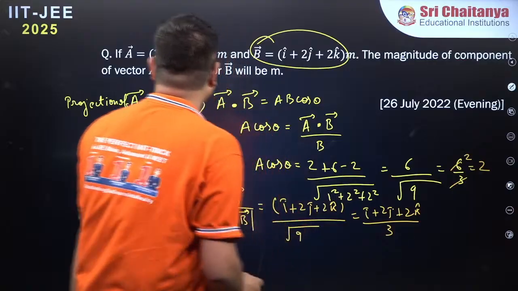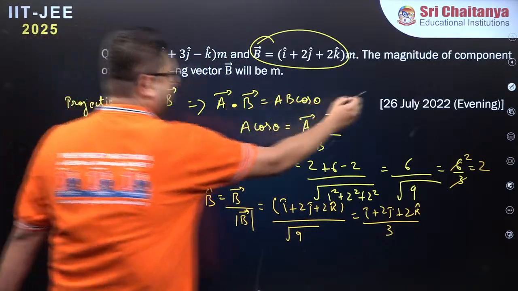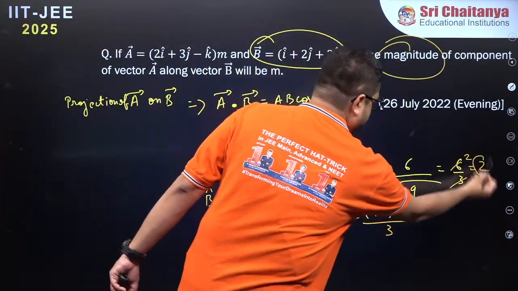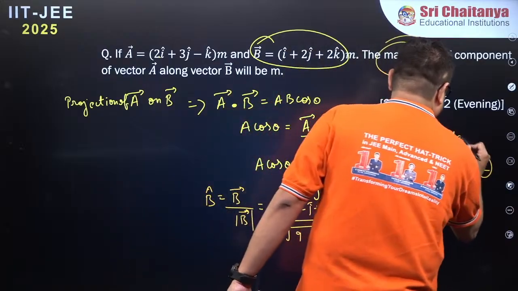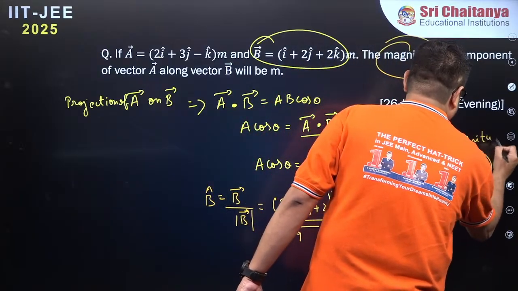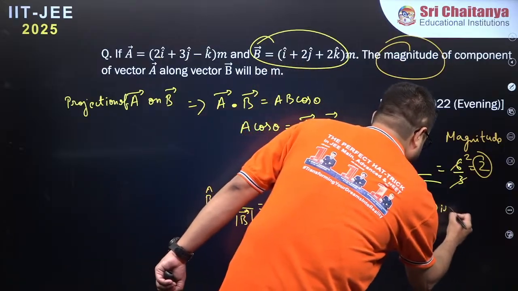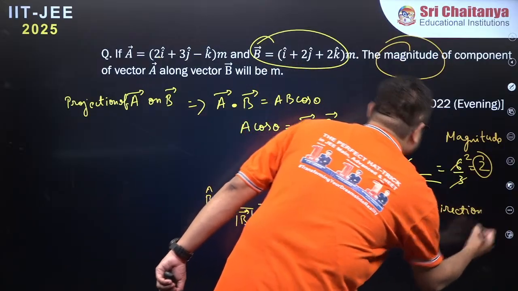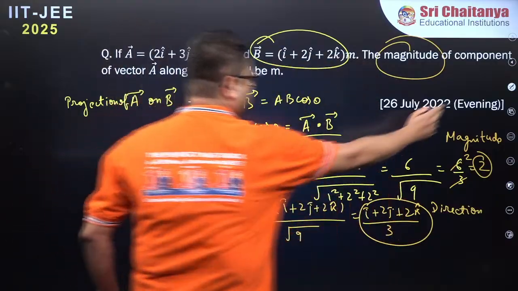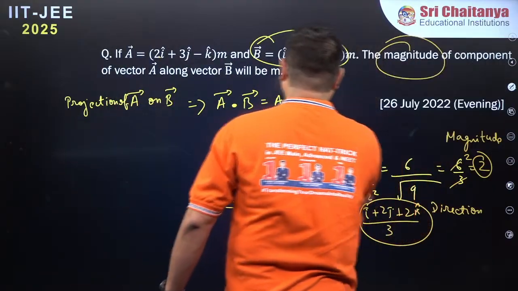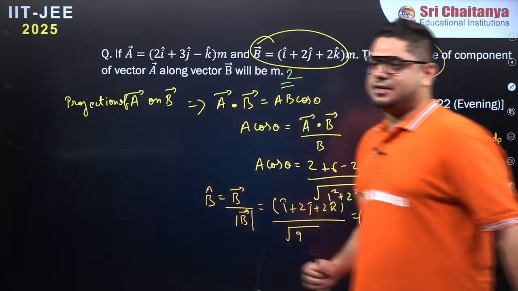So they're asking us to find out what? The magnitude they're asking. So this is the magnitude, everyone. And what is going to be the direction over here? This term will be denoting the direction, isn't it? So what will be the answer? Write it down in the chat box. The answer is going to be 2. 2 is going to be the answer. Are you getting 2, everyone?